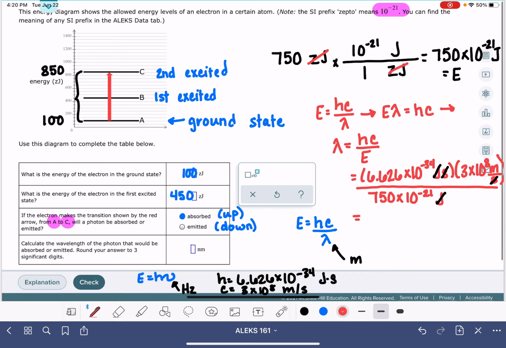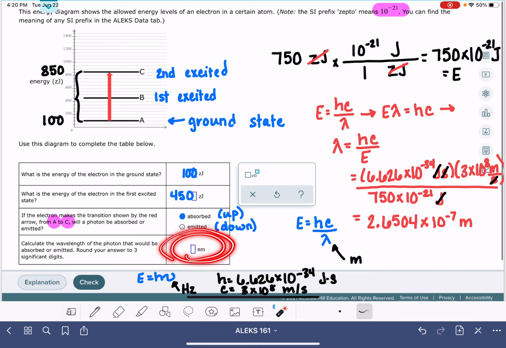So let's go ahead and do the math on this. We've got 6.626 times 10 to the negative 34 times 3 times 10 to the 8th, and divide that by 750 times 10 to the negative 21, and we get 2.6504 times 10 to the negative 7. The unit that we have left after everything cancels is meters.